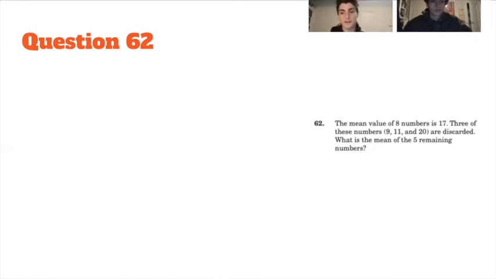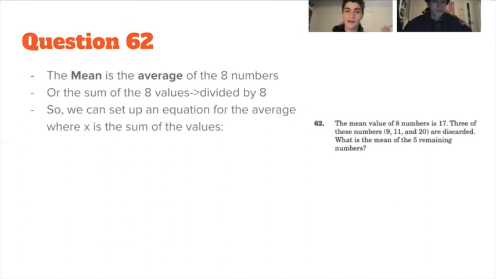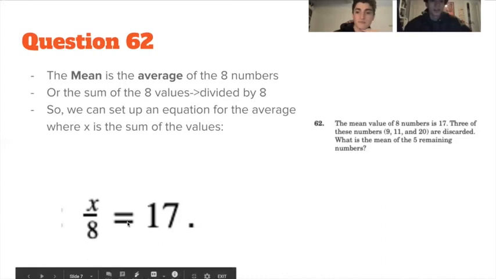The mean, or average, of these numbers, 9, 11, and 20, are discarded or taken out of the equation. So we're left with a different average, and we have to find the new average of the 5 remaining numbers. If we recall, to find the mean, we must add all of the numbers and then divide by the quantity of numbers we added together. We do not know what numbers we had to begin with, but there are 8 numbers altogether, and our mean was 17. We can set up a simple expression that tells us that information, x over 8 equals 17.